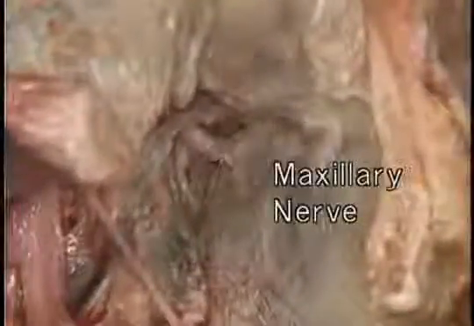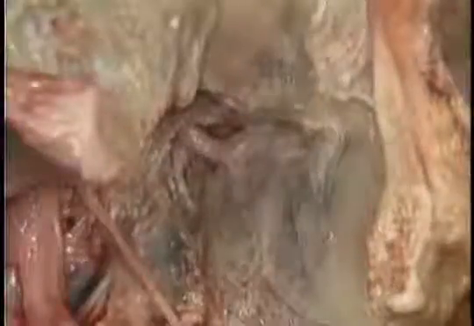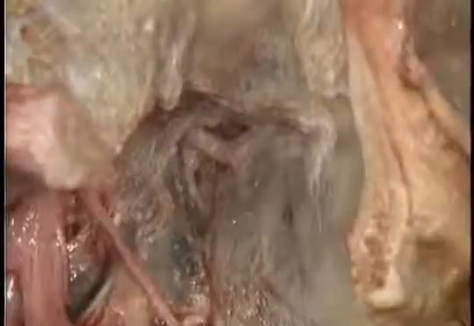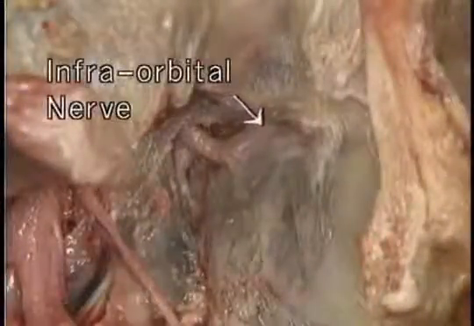Now, we'll return to the dissection. Here's the maxillary nerve running forwards across the pterygomaxillary fissure. As it approaches the maxilla, it divides into branches. The continuing trunk of the nerve is known as the infraorbital nerve. We'll follow it first.